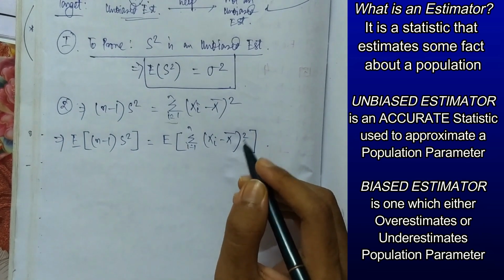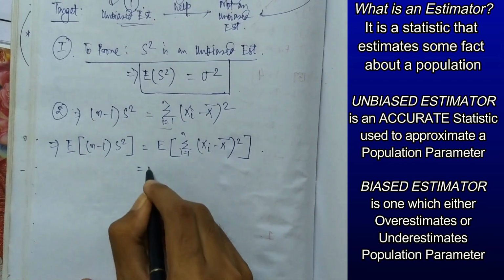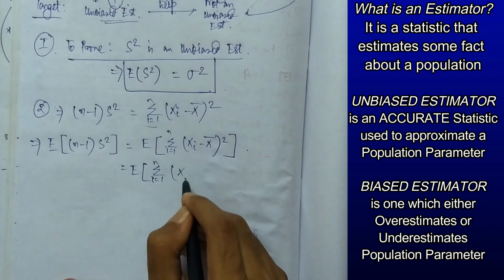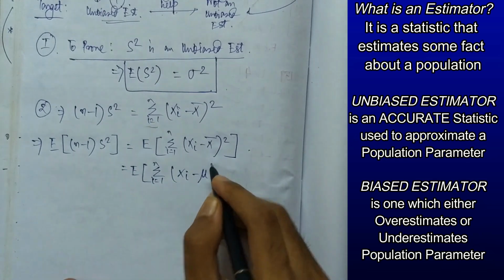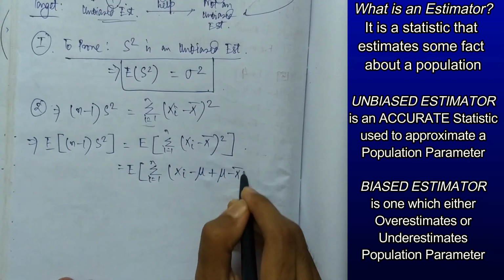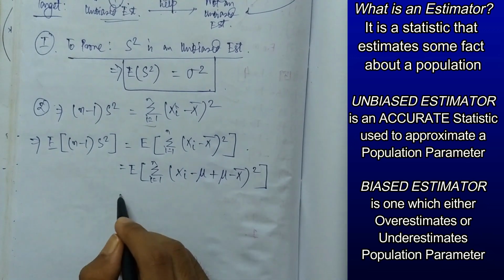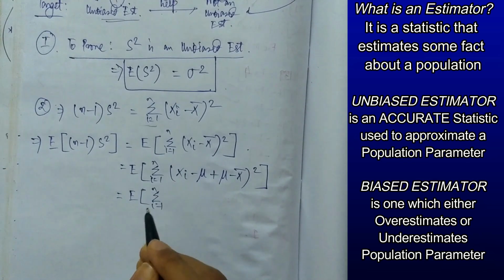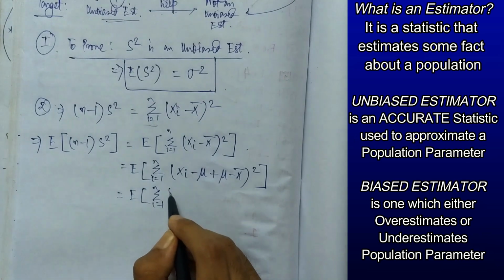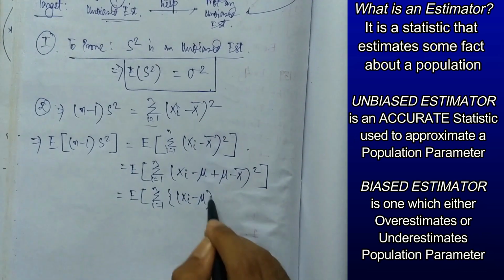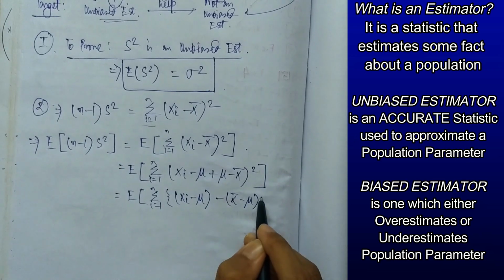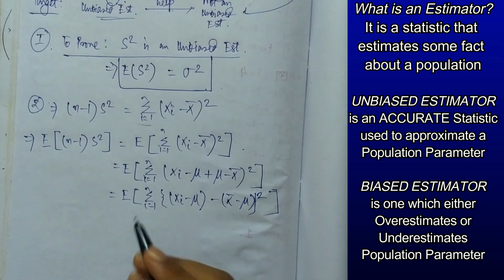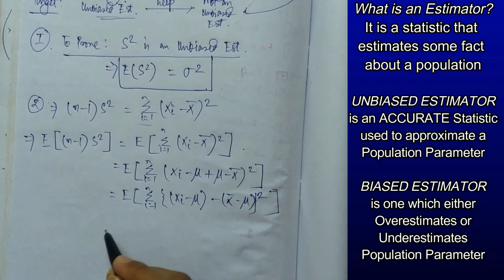Fine. Now we would add a small term, a constant rather. Say here we are adjusting, say we are taking xi minus mu plus mu minus x bar whole square. Okay, no problem with this. Just we have added a constant. We have rather adjusted with a constant. So i running from 1 to n, we have in here xi minus mu minus of x bar minus mu whole square. Yes. Now this is an a minus b whole square form. Let us break this.